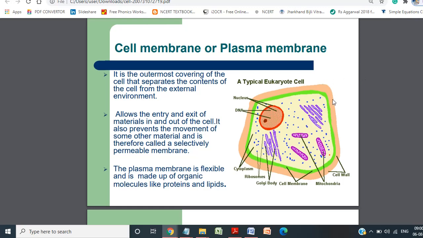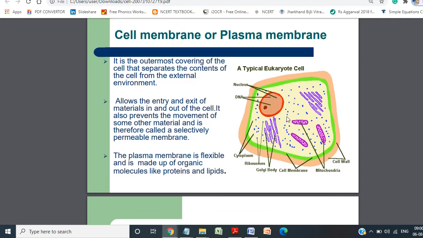It also prevents the movement of some other materials and is therefore called a selectively permeable membrane. So it allows the entry or the exit of materials in and out of the cell, and it is also very selective in terms of letting some materials in or out. The plasma membrane is flexible and is made up of organic molecules like proteins and lipids.